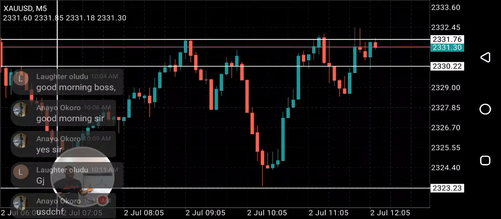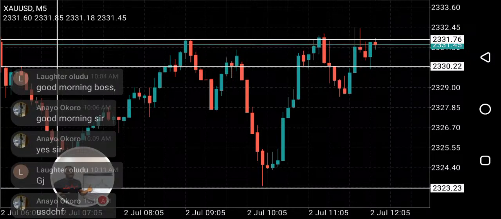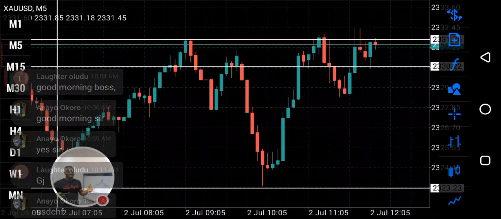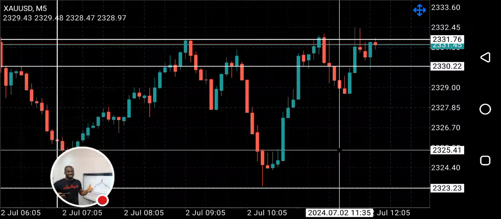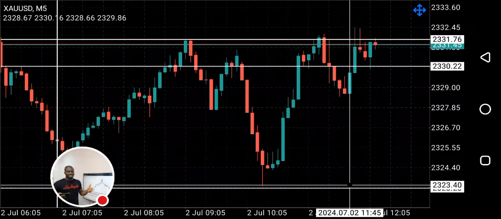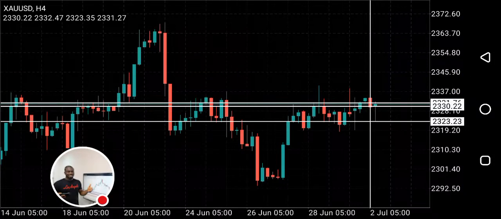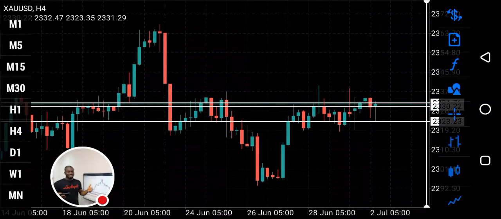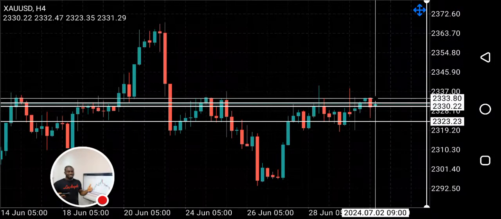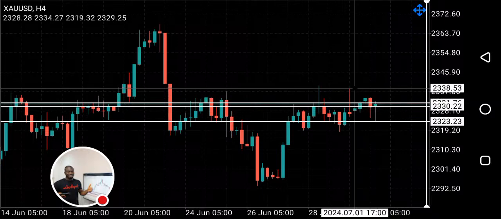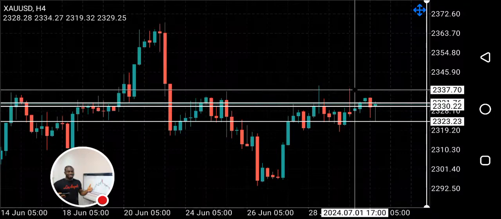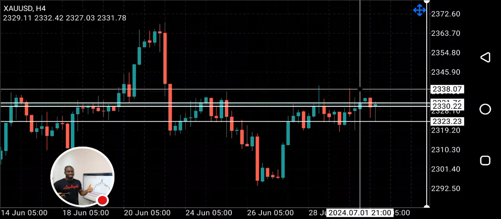So that's it for gold today. You should consider selling, and you could set your TP at this level. For your stop loss, let me go back to 4 hour. Your stop loss should be a few pips above this level. Probably you could use this previous high as your stop loss.